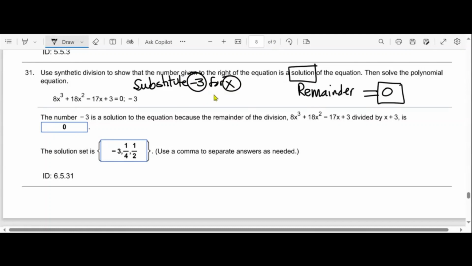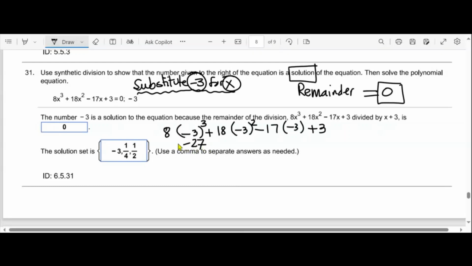So what should I do, Khalid? I didn't understand the question. Okay, so first of all, when we use synthetic division, we're going to put the divisor as negative 3. The easy way to check is to substitute negative 3 for x. So it's going to be 8 times negative 3 cubed. Negative 3 cubed is negative 27. Plus 18 times negative 3 squared, minus 17 times negative 3, plus 3.